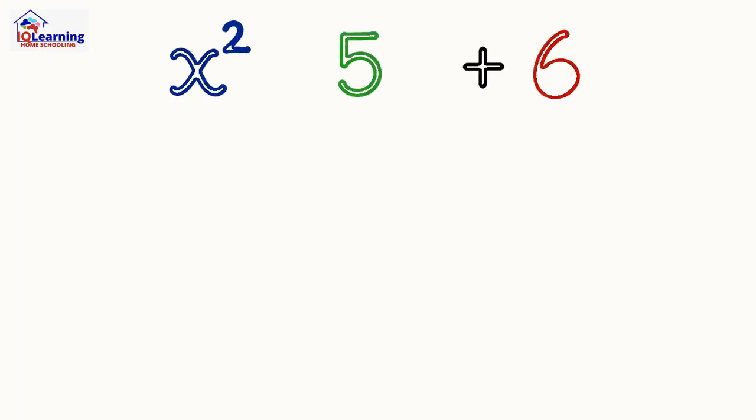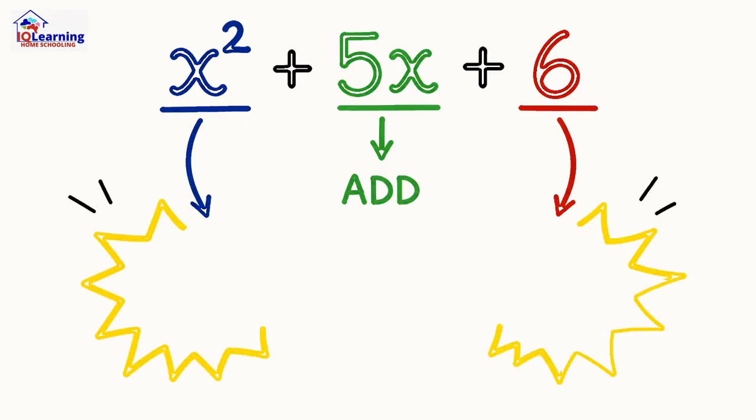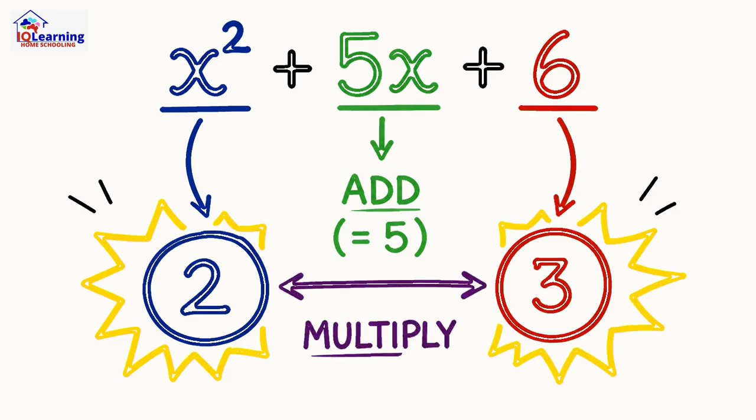The secret is the sum and product method. You're hunting for two magic numbers. These numbers have to multiply to give you the constant term at the end and add to give you the coefficient of x in the middle.